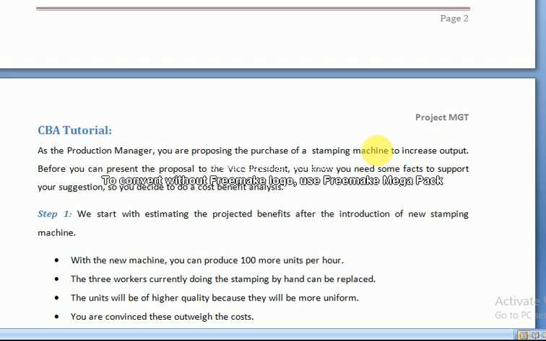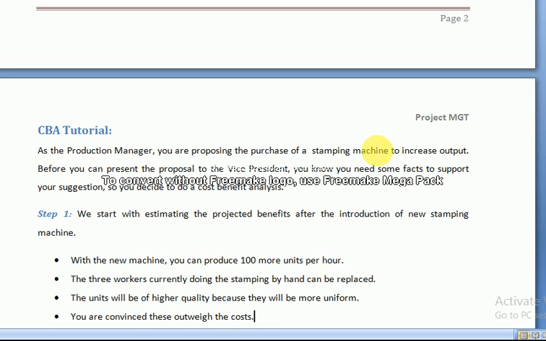The CBA tutorial says that as the production manager, you are proposing the purchase of a stamping machine. Now this is a practical example we will solve on CBA analysis, to show how you can do it. As a production manager you are proposing to purchase a stamping machine to increase the output. Before you can present the proposal to the vice president, you need some facts to support your suggestions.